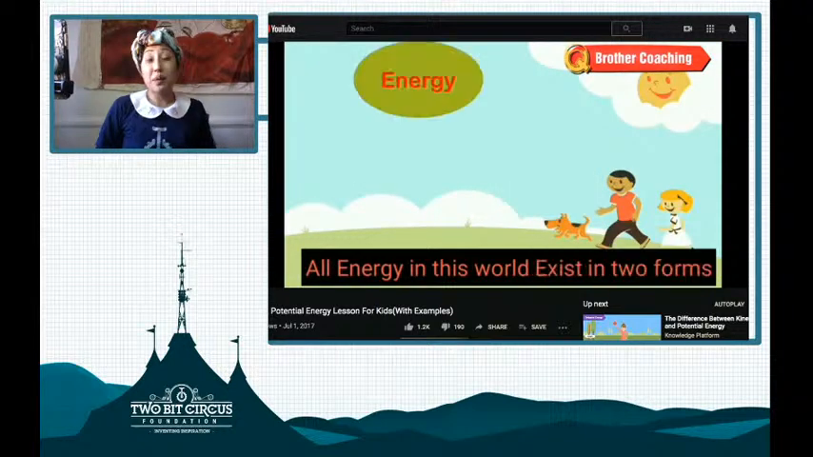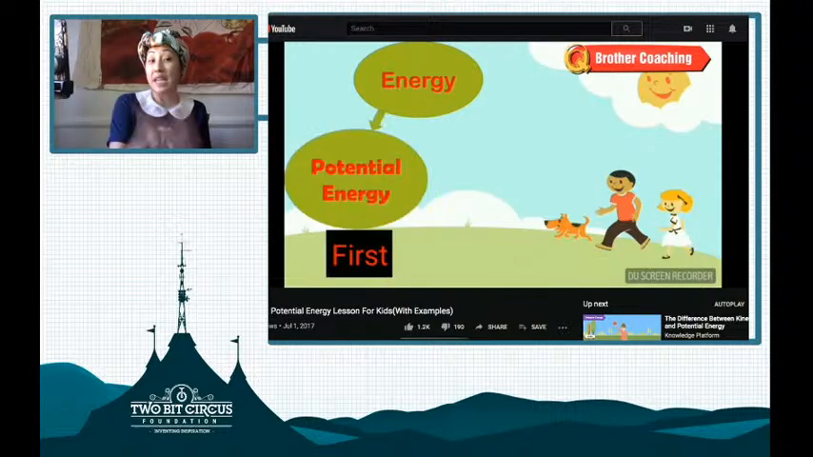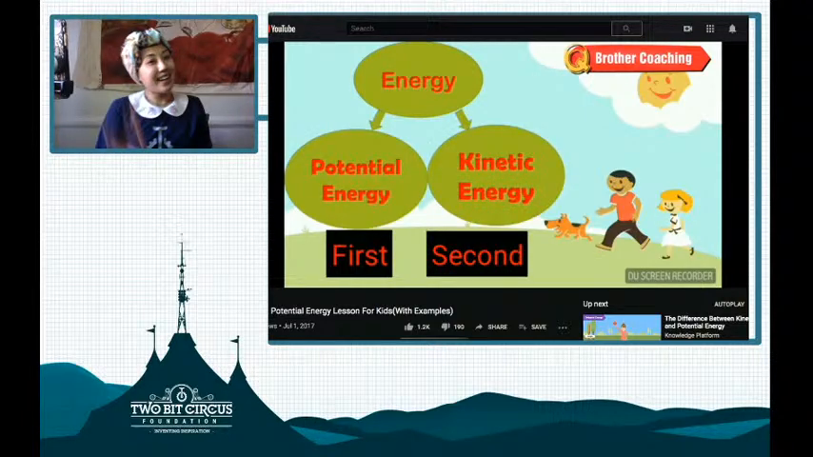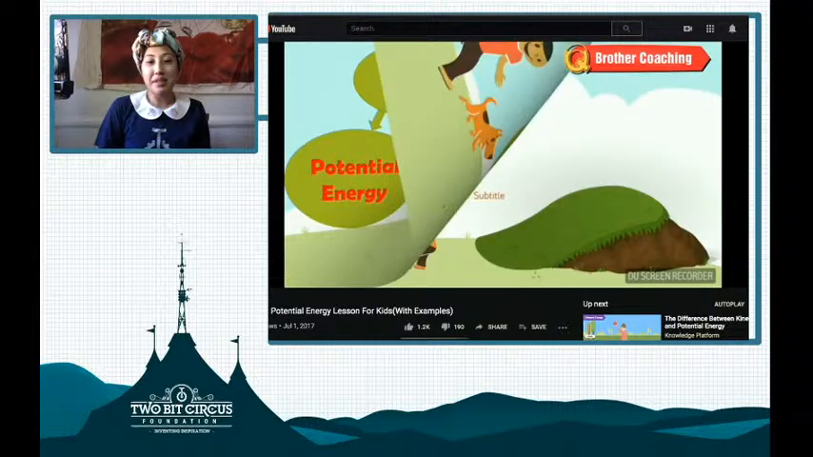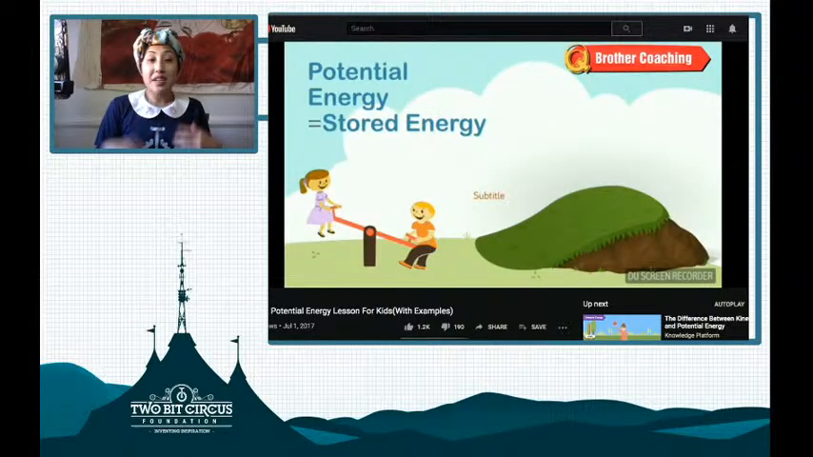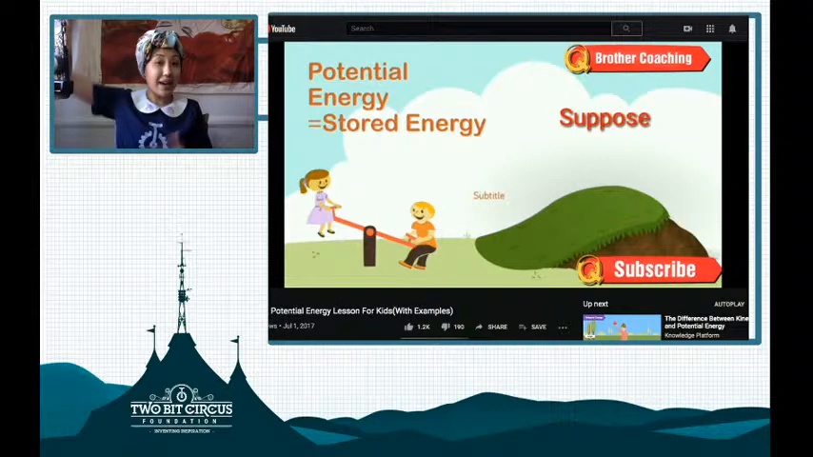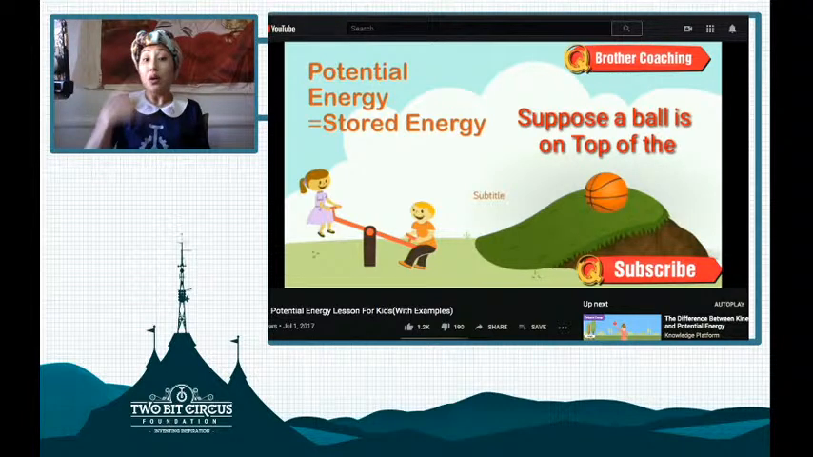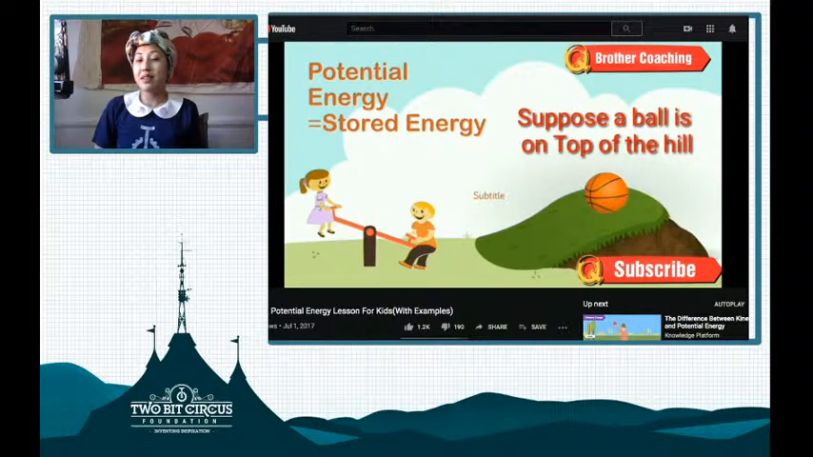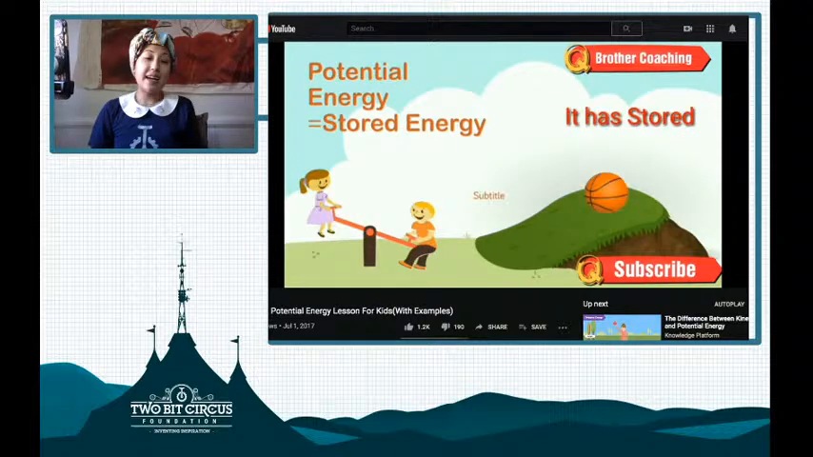So, all the energy in this world exists in two forms, my friends: potential energy or kinetic energy, like we were talking about today. First, there's potential energy, which is stored energy. So the little girl in purple has the most potential energy in this drawing because she's up way, way high. Or, as they're saying, suppose there's a ball on top of the hill. That's where it has most of its stored energy, or where it has its most potential energy.